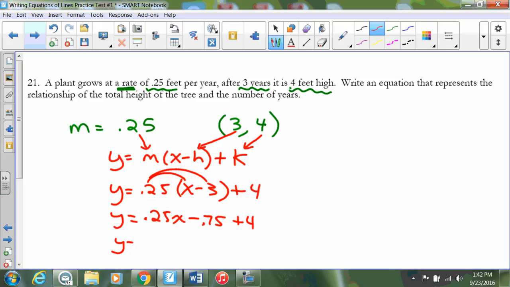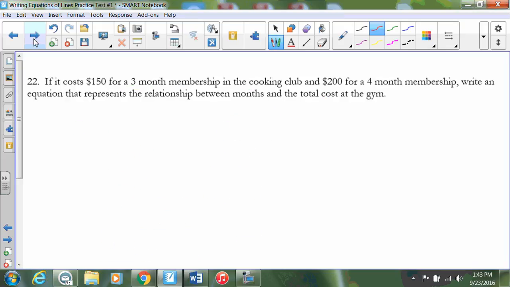And our very last thing we're going to do is combine our two like terms, and we'll end up with a what? Plus 3.25. Does that sound good? Okay, sounds really good.